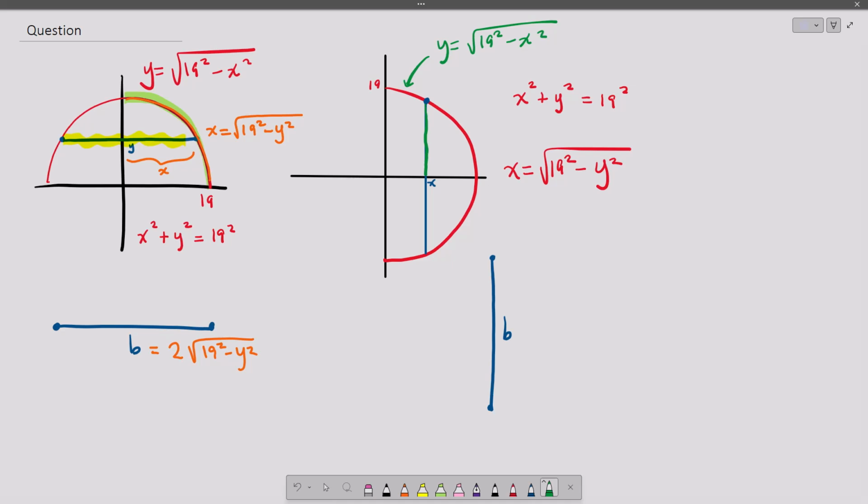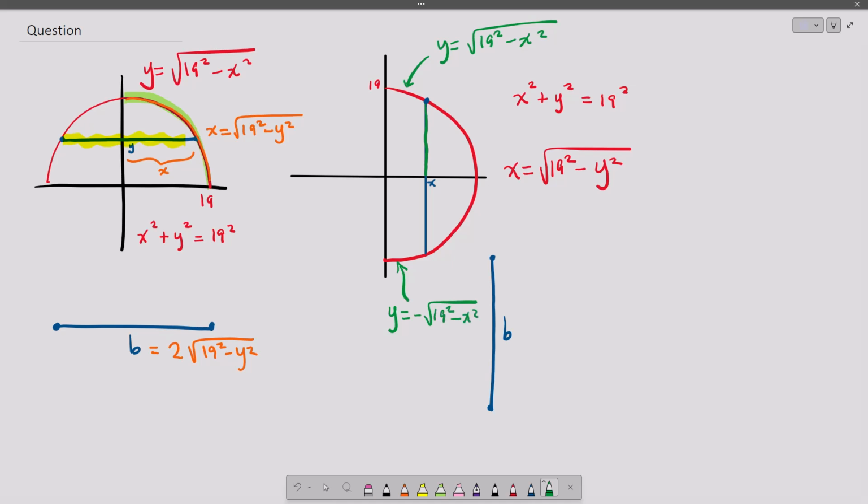The base, though, for the square is this entire thing. So what will we do to that to get the length of the base? Multiply by 2. Double it. Or we could do this. The lower curve down here is the negative of the upper curve.